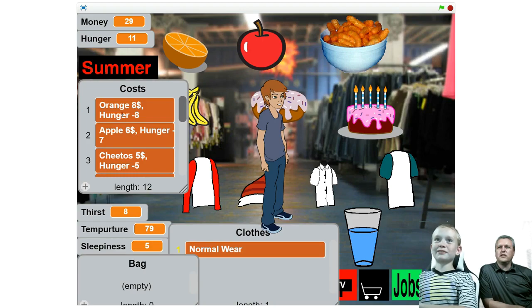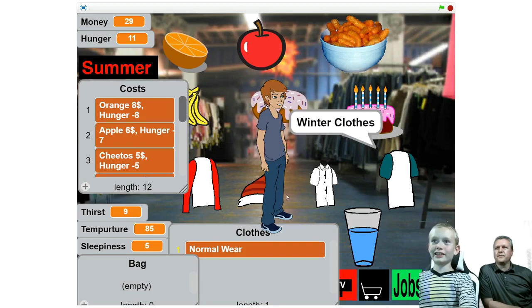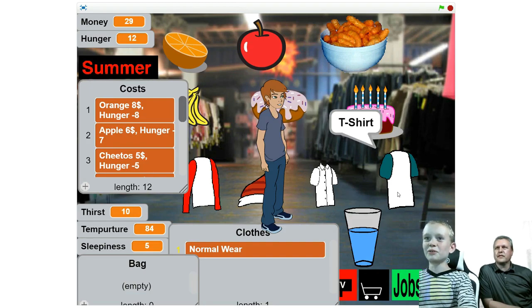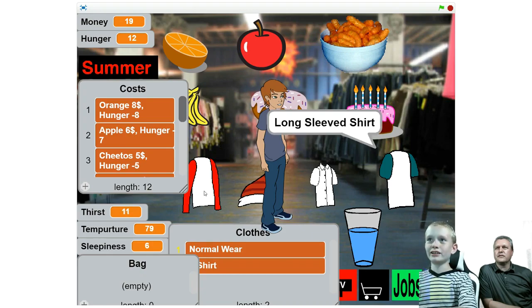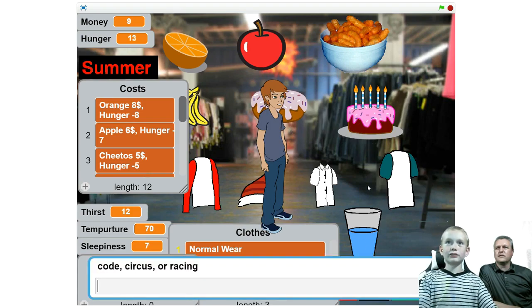Okay, so now you've got some money. You have to get what? Some food and some clothes. Currently it is summer, so t-shirt, and then long sleeve shirt.